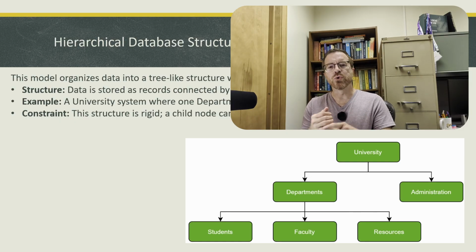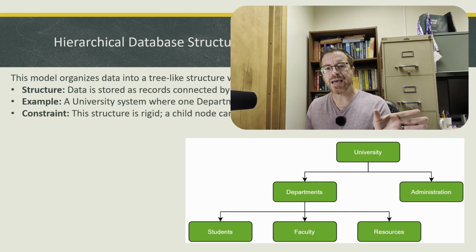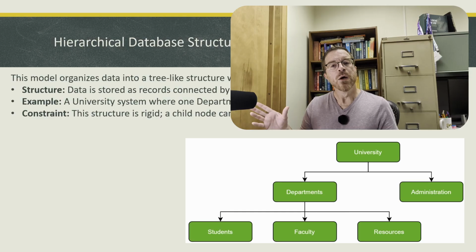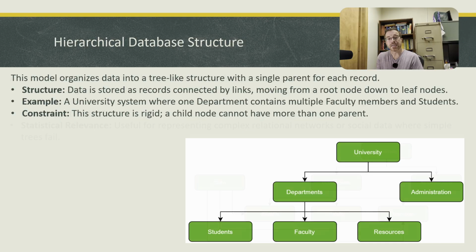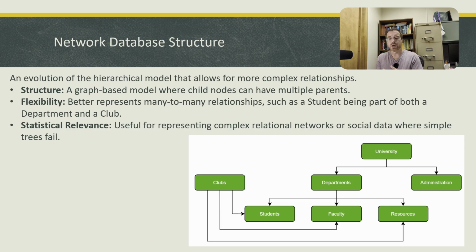So let's say that you had a dual enrollment. You are a student who is a dual major between math and philosophy. Well, in this structure, you have to be placed in one or the other. You are either a math student, part of the math department, or you are a philosophy student, part of the philosophy department. This actually can be expanded into a network database structure. It's an evolution of the hierarchical model that allows for more complex relationships. It's a graph-based model where child nodes can have multiple parents.